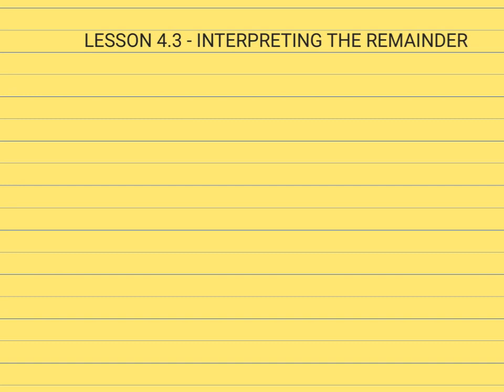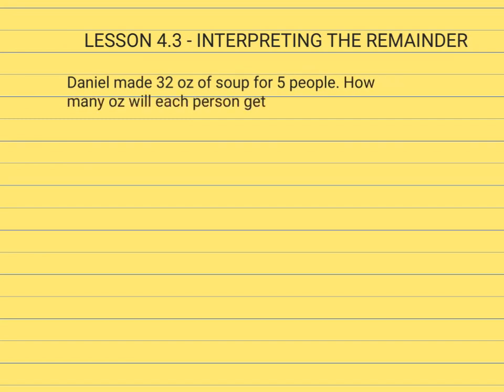So the question is, Daniel made 32 ounces of soup. For those that are looking at this, OZ is abbreviated for ounces. Ounces of soup for 5 people. Daniel's very nice. He's going to share his soup with 5 people. How many ounces will each person get?